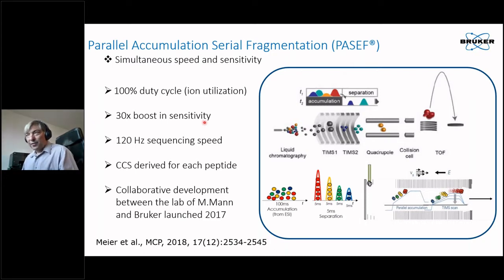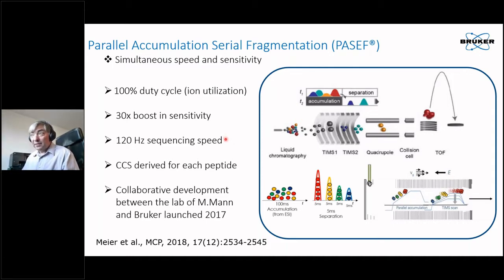And this has actually given us a 30x boost in sensitivity, where we used to inject 2 micrograms on our QTOFs. Now with the TIMS up front, we inject 200 nanograms. So the sensitivity boost comes from both the chromatographic focusing and the parallel accumulation, enabling us to use nearly 100% of the ions. So I like to think this is a real evolution in mass spectrometry.